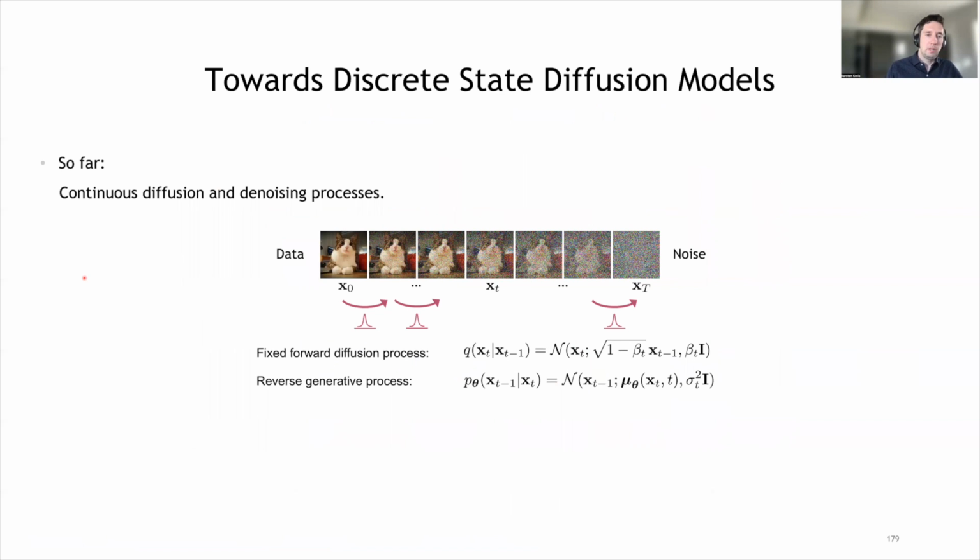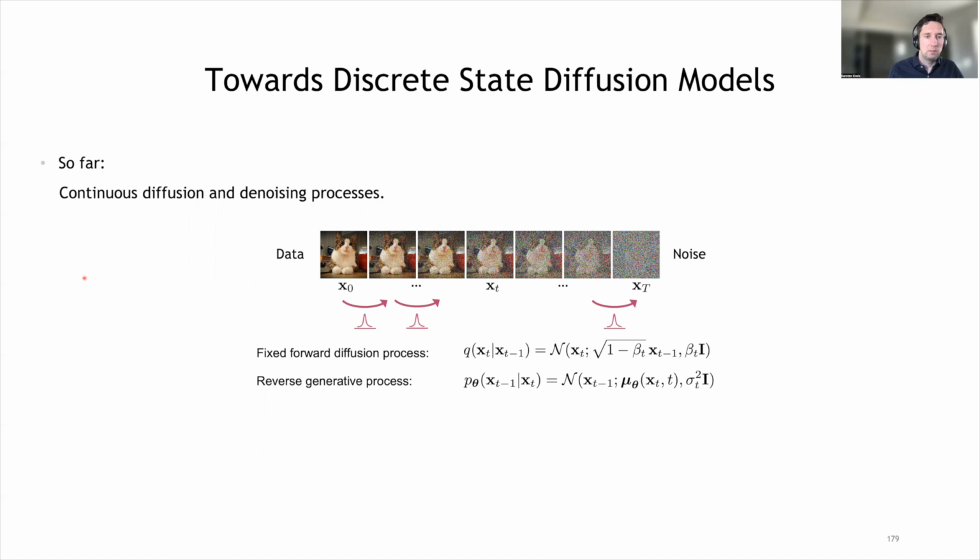All right, finally, I would like to talk about discrete state diffusion models. This is less of an application, but it is a slightly different type of diffusion model, but I think it is worth mentioning as part of this tutorial. So far, we have only been considering continuous diffusion and denoising processes.